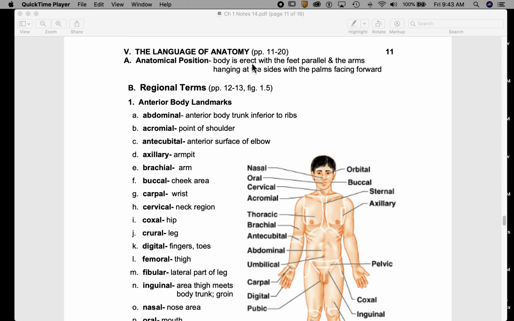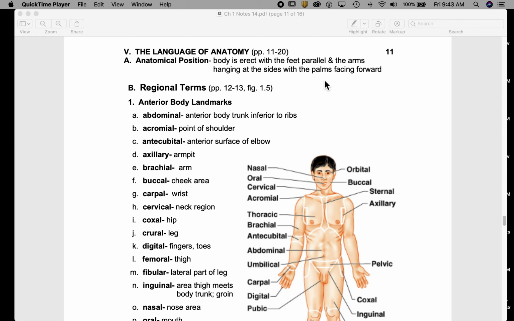The body is standing up. It's erect. It's not laying down. The feet are on the floor and they're parallel. The arms are at the side. They're not raised up. They're at the side. And the palms are facing forward. That way, the thumb is facing outward. We're going to learn that's called lateral. And the pinky is facing inward. That's a medial position. So when we talk about anatomical position, the body is not laying down. It is standing up, erect, feet parallel, arms at the side, with the palms facing forward.